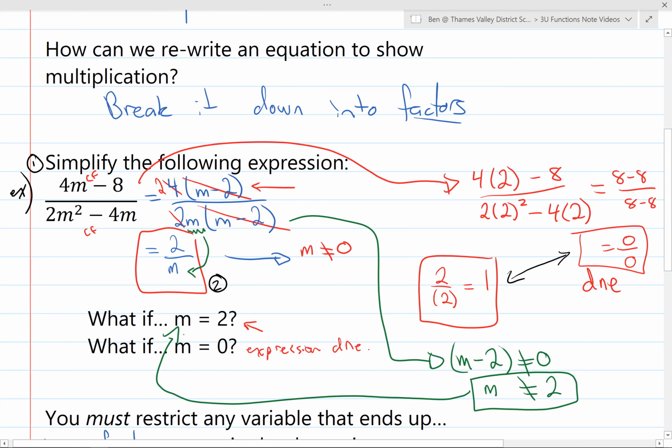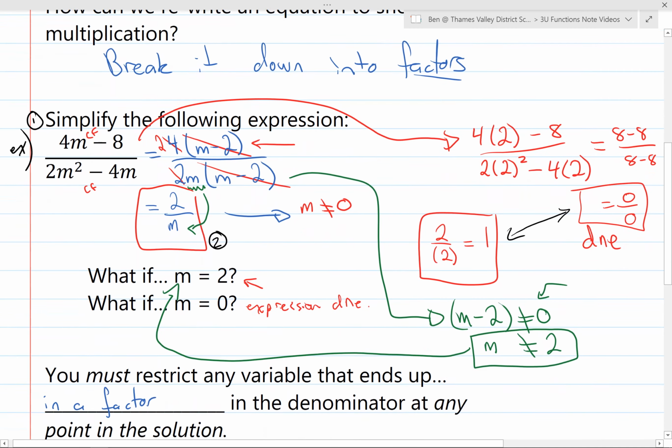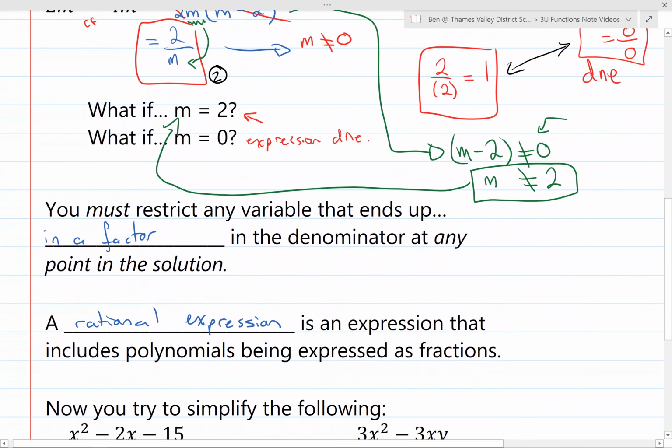So before we perform any cancellations, we can take a look at all of the factors in our denominator, set them equal to 0, and if there's a variable involved, then we can isolate for that variable, and then we can find out any restrictions that are on that variable as we work forward. So that might seem a little bit confusing to you. We'll see it in practice shortly.